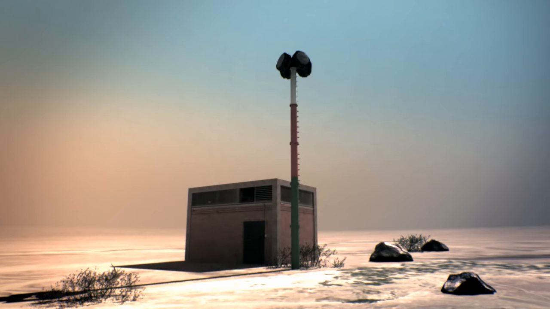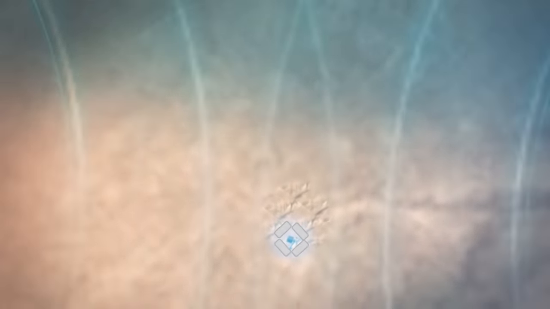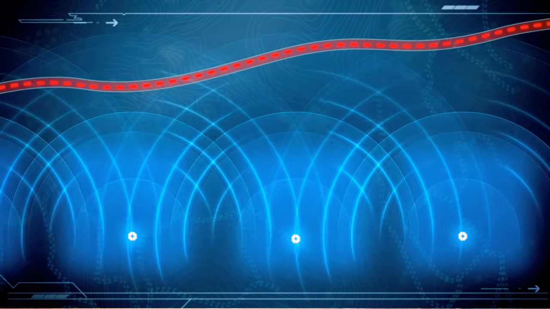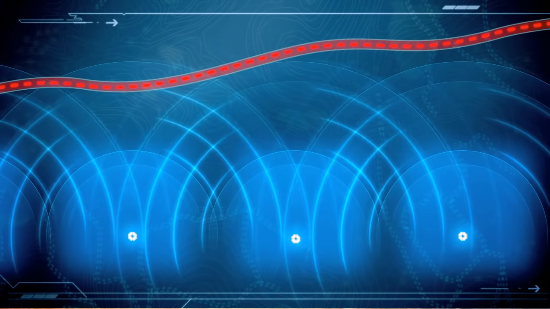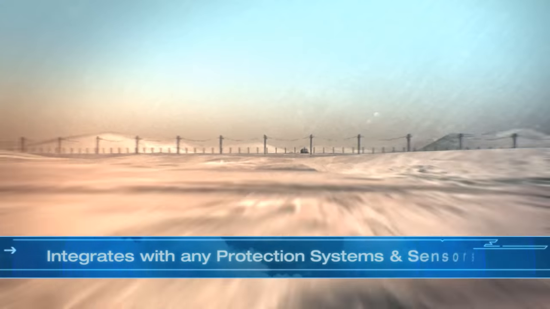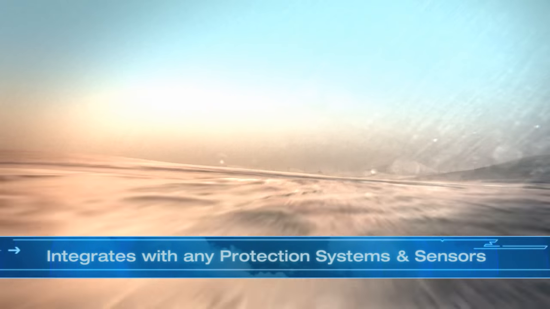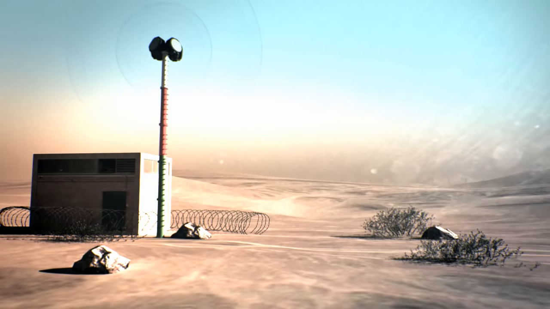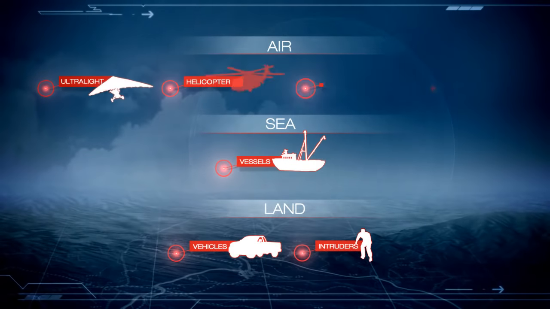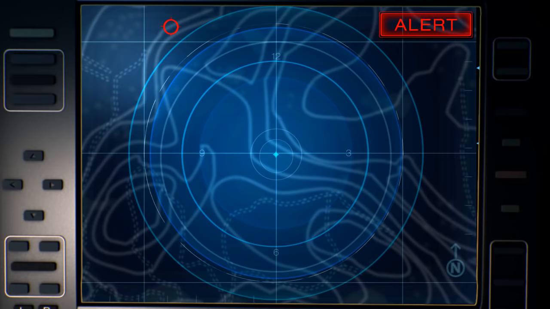Operating as a standalone radar or as part of a large-scale surveillance system, RADA's RHS-44 is optimized for border and strategic site protection. Integrating with any protection system and sensors, the RHS-44 detects, identifies, and tracks every potential intrusion from land, sea, or air at ranges of up to 40 kilometers.